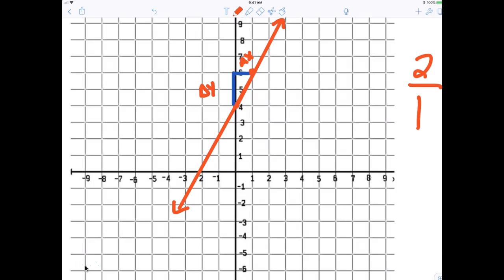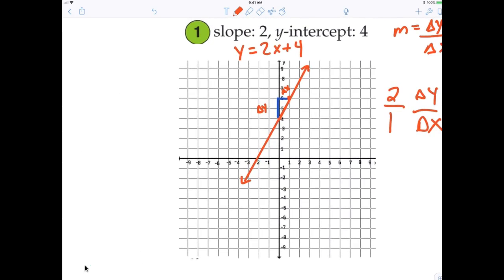Does everybody see how simple that is? That's how you graph a line, using the slope and the y-intercept. Any questions or concerns so far? Super easy. Yes, sir.